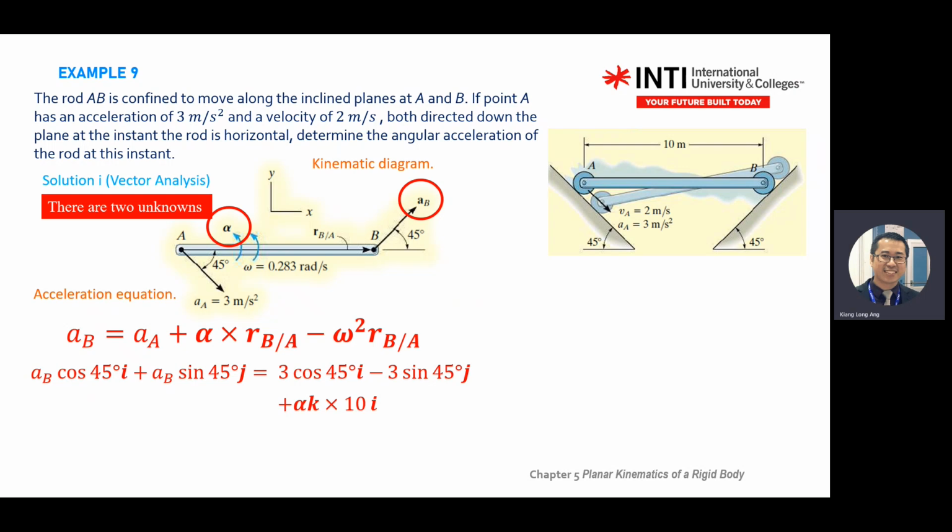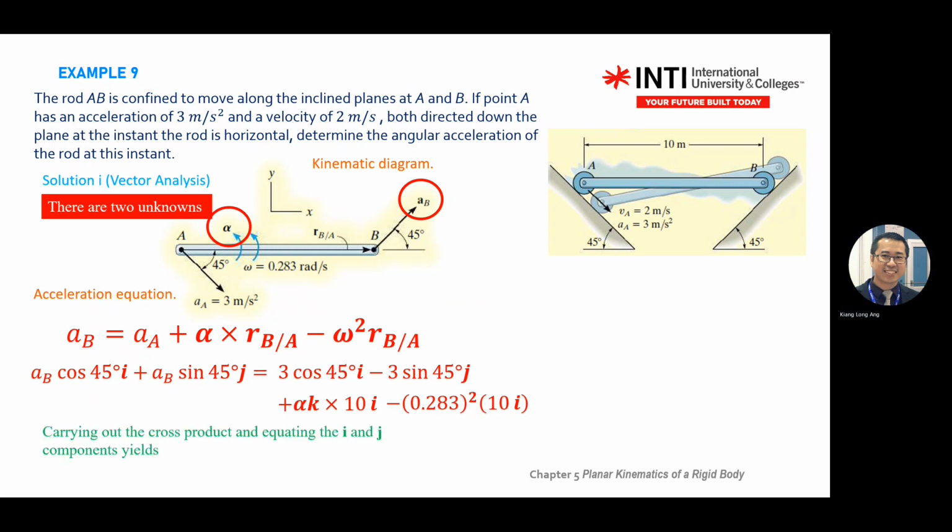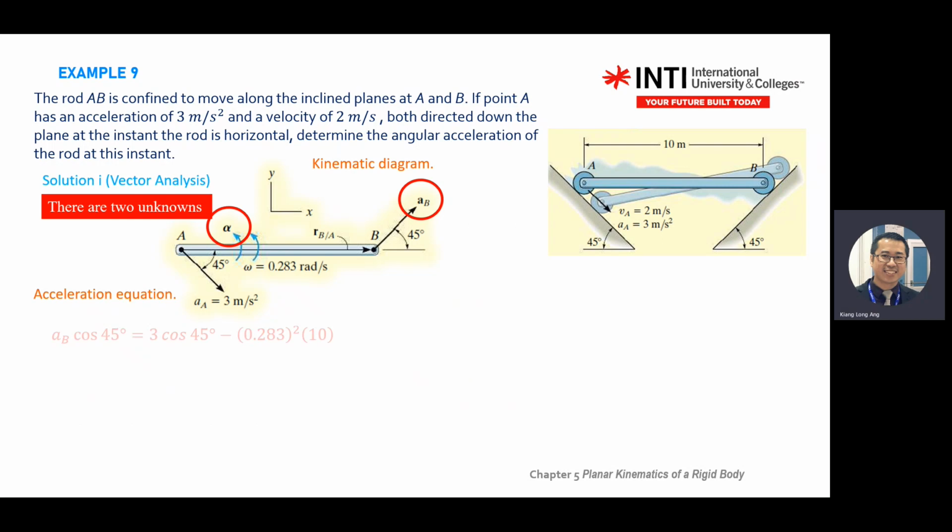Go home, do homework. When you take K cross I, what do you get? Same, you do the omega. Omega was, you find 0.28 square, and R again 10I. Right? So you do the cross product and also equating, you put all the I together, you're able to find the missing piece. Okay.